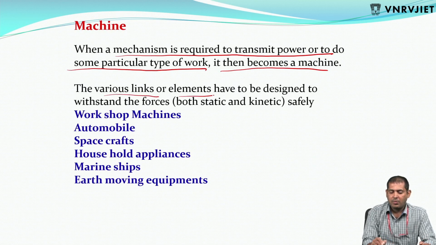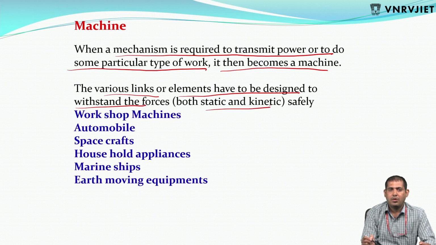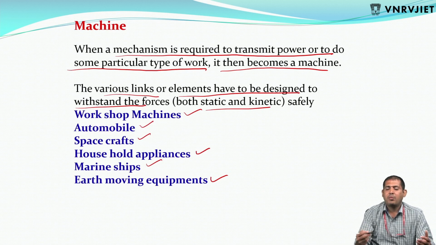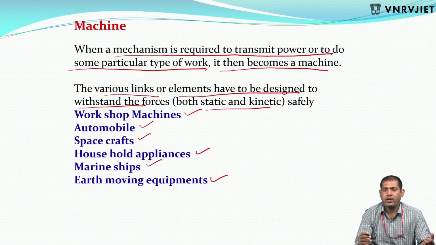Various links or elements have to be designed to withstand the forces, both static and kinematic, safely. Machines include workshop machines, automobiles, space equipment, household appliances, marine ships, earthmoving equipment, where n number of mechanisms are connected, then it becomes a machine. For example, a bike: the spokes are one mechanism, the wheel and hub assembly is one mechanism, steering is one mechanism, and the engine is a mechanism. When n number of mechanisms are connected, it becomes a machine.